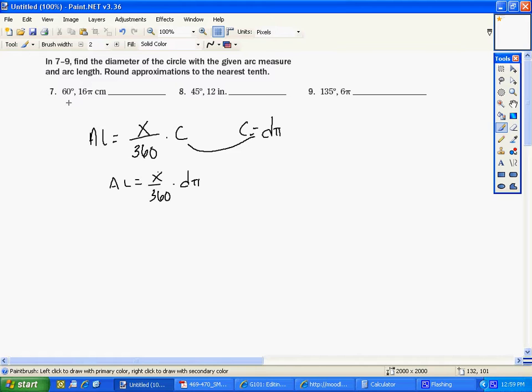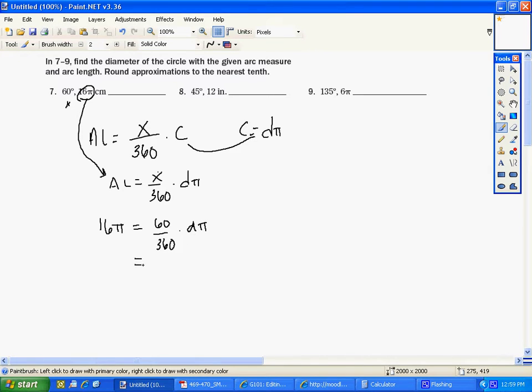Alright, for number 7, we know what x is. That's the central angle. And this is our arc length, so that's going to go here. So what we have right now for number 7 is this. This is the arc length, and we know it's equal to 60 degrees over 360 times d pi. And this is good because we have everything filled in except we need to know what d is, and that's what we use algebra for.